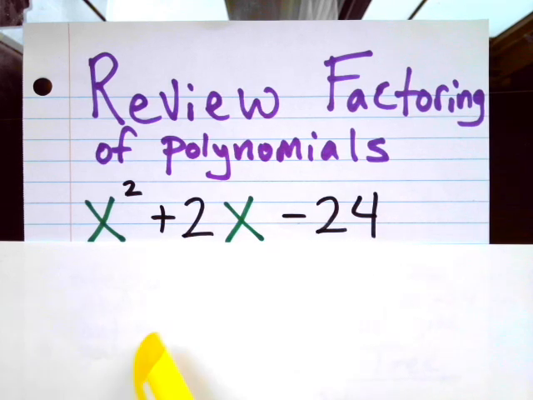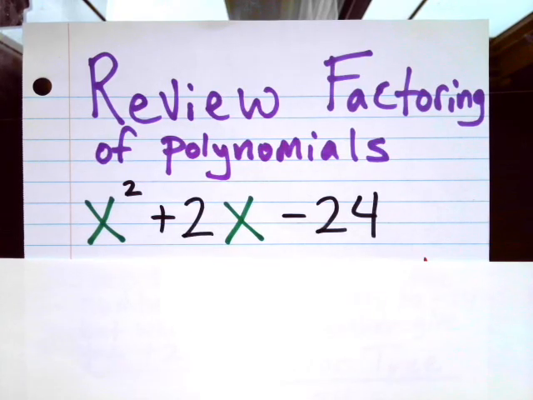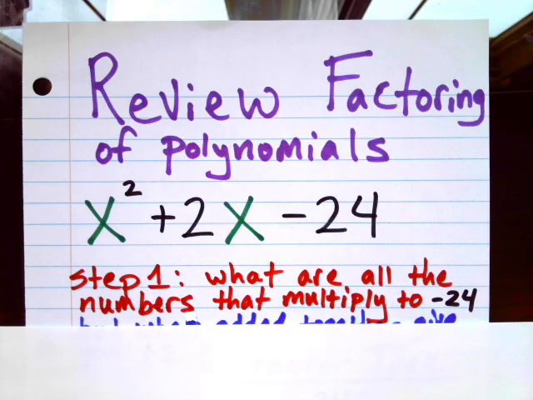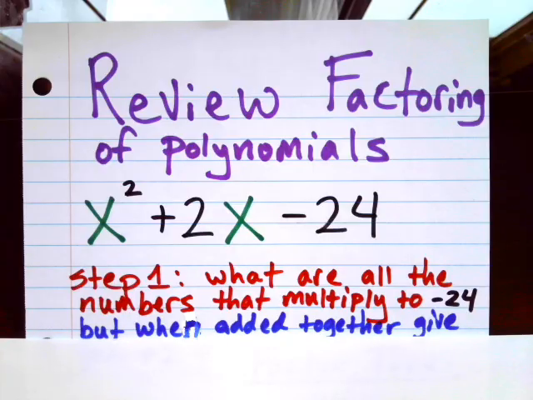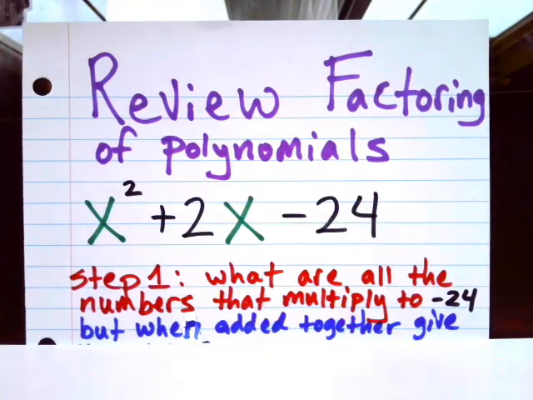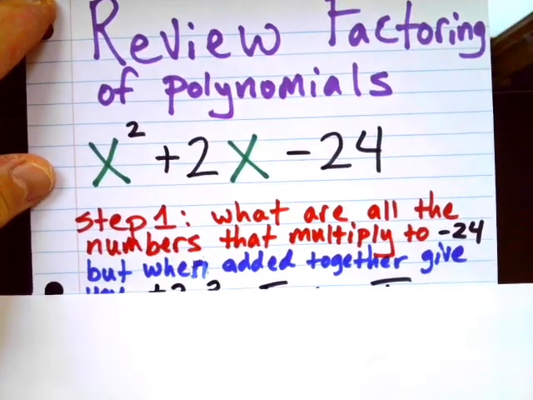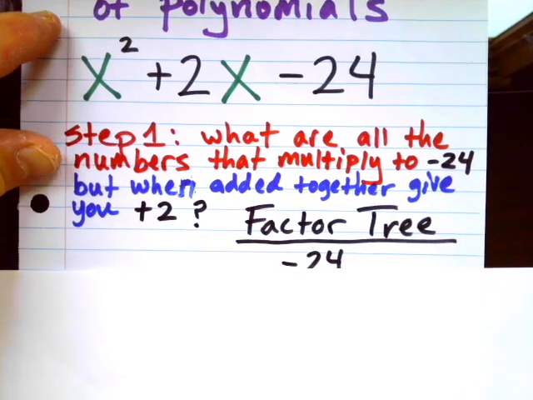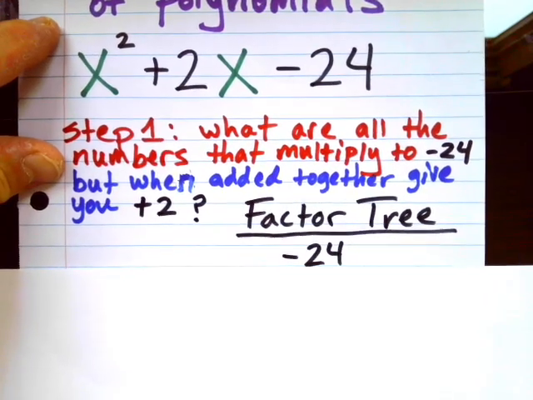So we have an expression, x squared plus 2x minus 24. All right, I want to factor this. So step one, what are all the numbers or multiples of negative 24, right? I want to know all the numbers that multiply to a negative 24, but add up to a positive 2. You can also look at this as a type of reverse FOIL, right? I'm going to go over FOIL in my last skill review video.